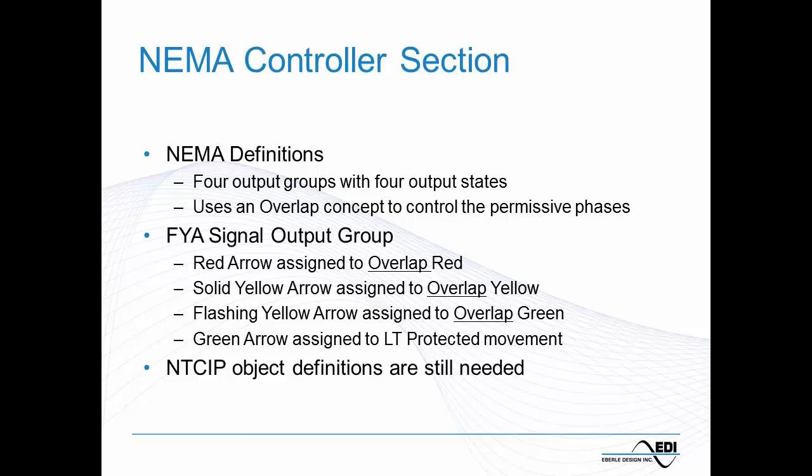The red arrow is assigned to the overlap red, solid yellow to the overlap yellow. The flashing yellow arrow is assigned to the overlap green, and the green arrow is assigned to the protected movement. So both permissive flashing yellow arrow and protected green arrow operation both use the same solid yellow arrow for the clearance interval. We'll see the effect of that when we get into the MMU operation.